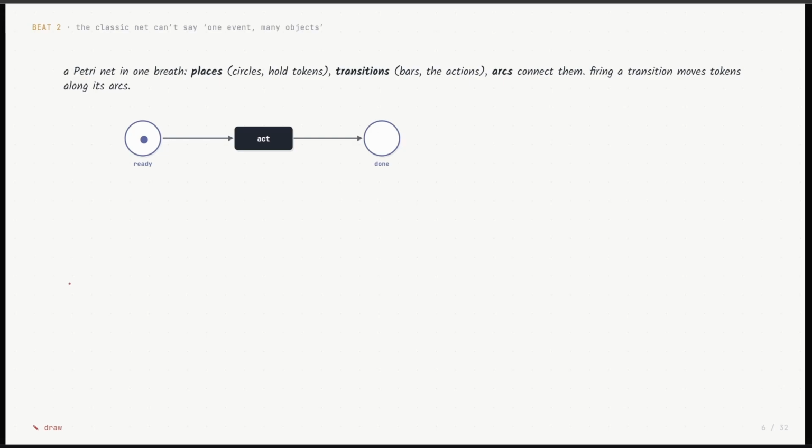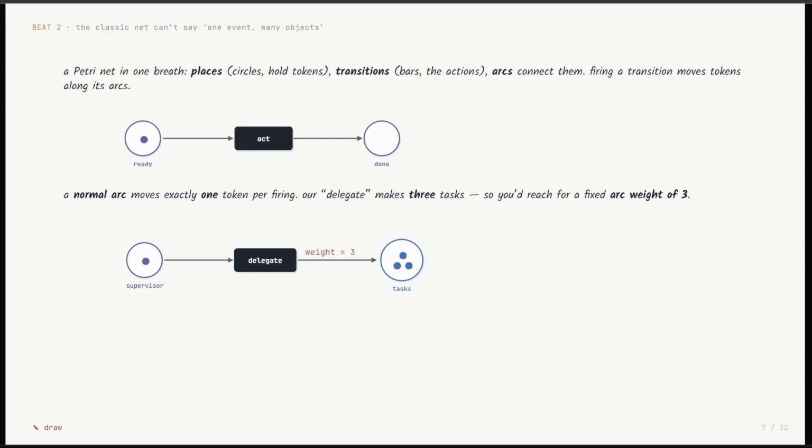So in previous episodes, we have discussed what a Petri net is. Here the circles are what we call places, and this is a transition. The idea is that when you fire this transition, you're going to move this token from here to here. Simple enough. Now, a normal arc moves only one token.